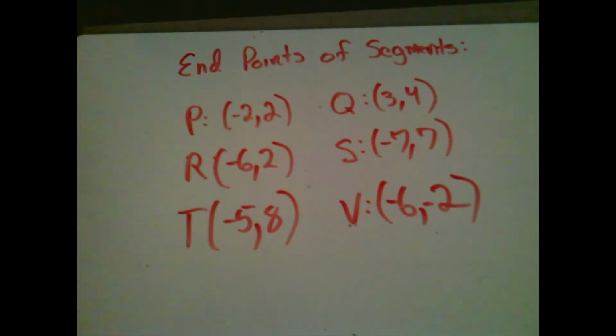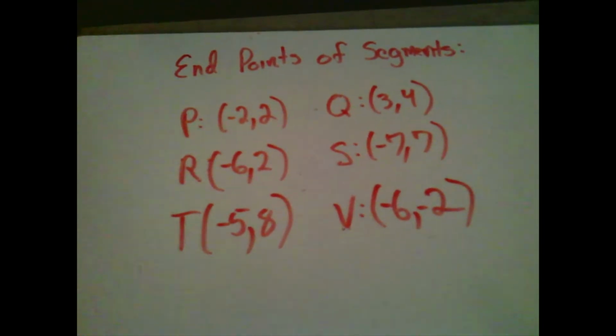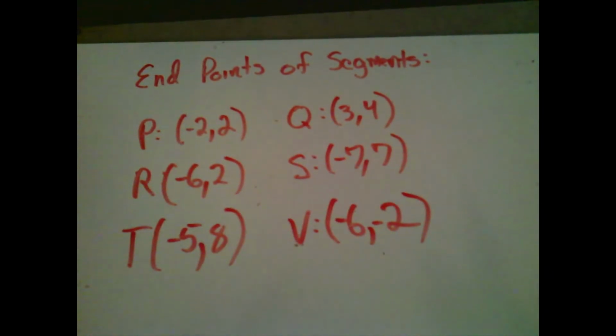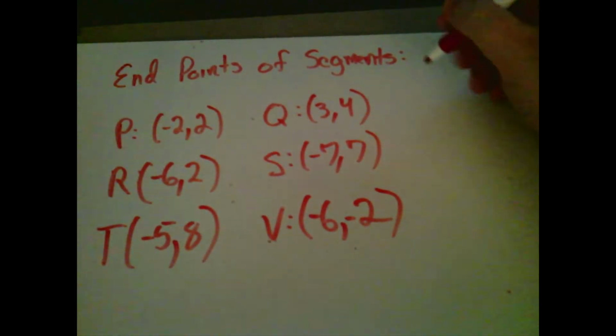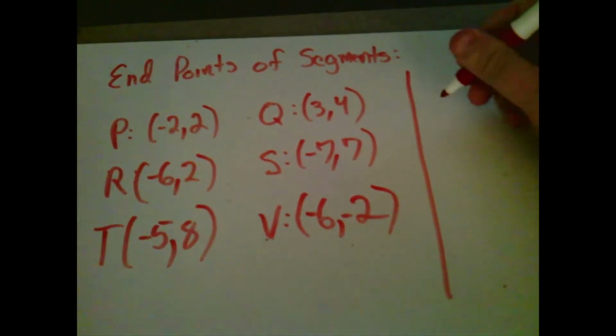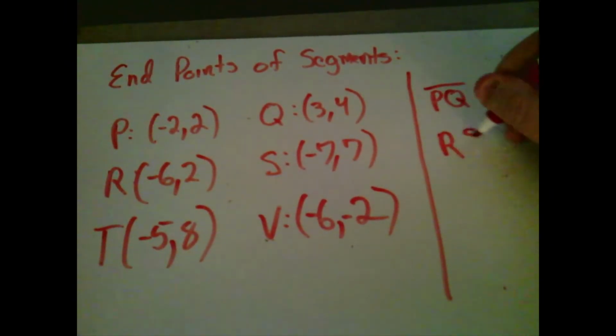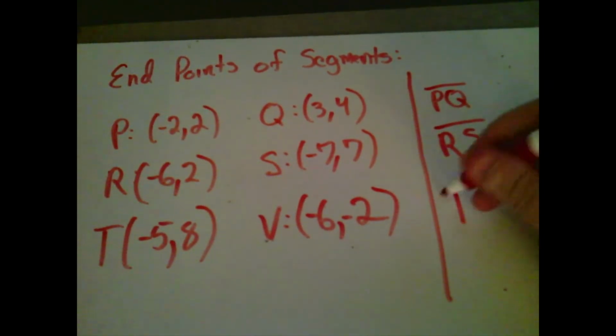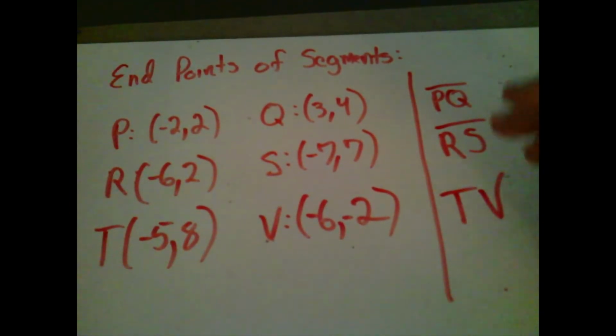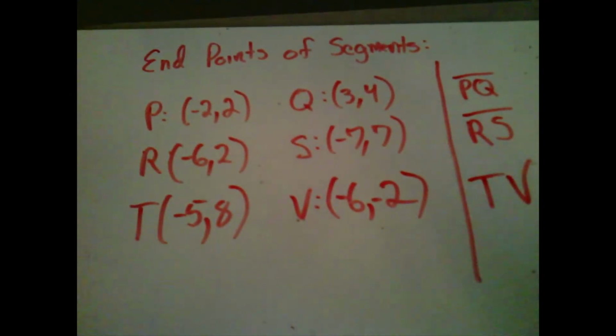Here, we're working with distances, midpoints, and we're trying to identify congruent segments in a plane. Here we're given three different coordinate points. Well, actually we have 6 coordinate points, and we're trying to identify whether or not some of these segments are congruent or not. The segments that we're given are PQ, RS, and TV.